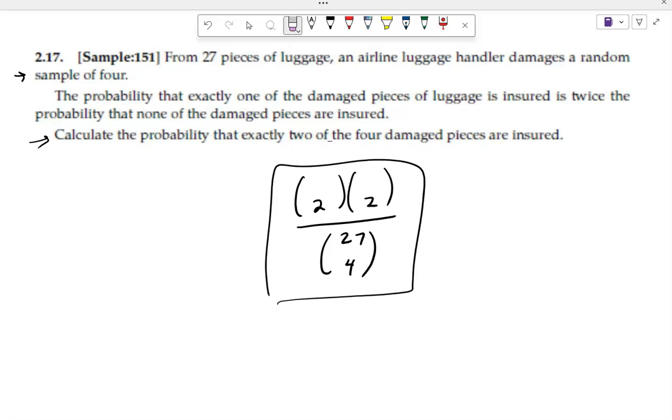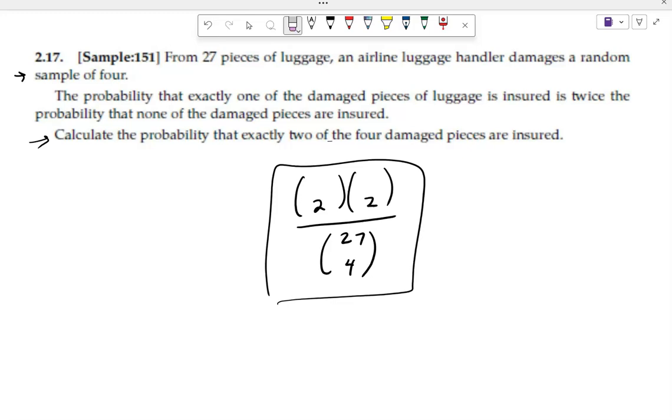Now, using a tried and true principle from pretty much every math class you've ever had, are you typically given information you don't use? No. Okay? So what haven't we used? This middle sentence, right? Okay. So let's first set up an equation from the middle sentence. The probability of exactly 1 piece of luggage being insured, one of the damaged pieces, is twice the probability that none of the damaged pieces are insured.